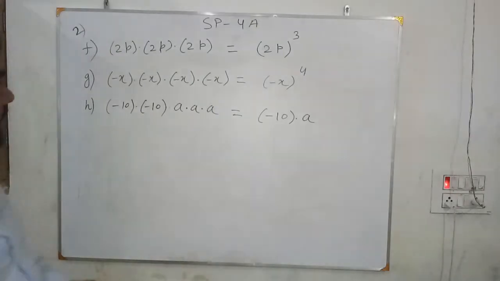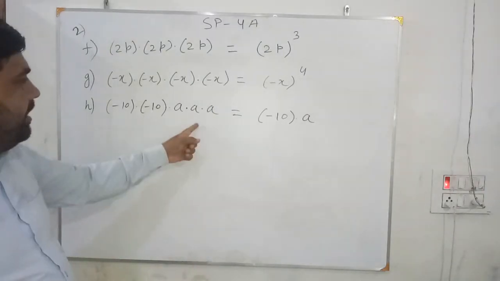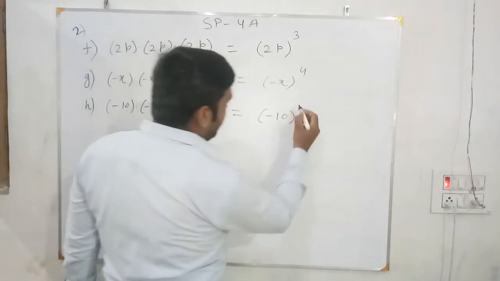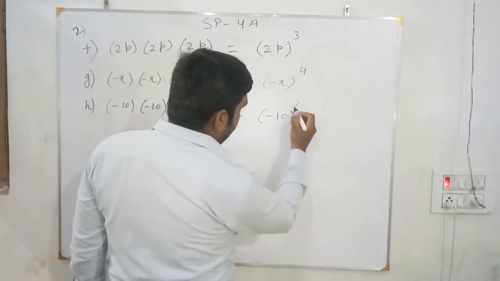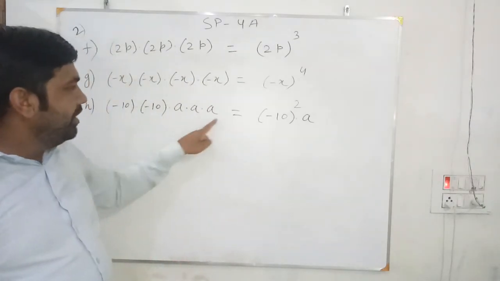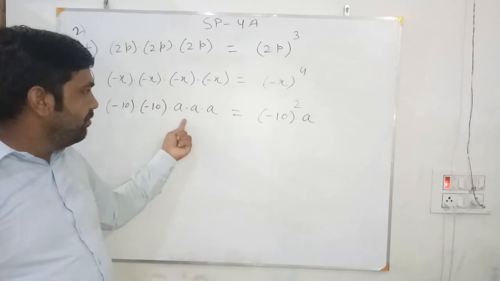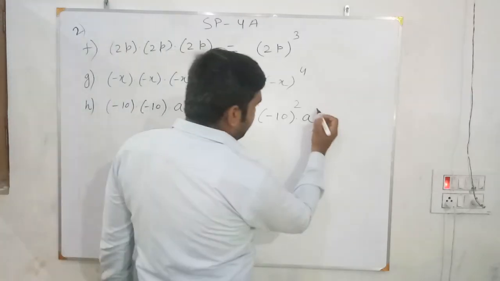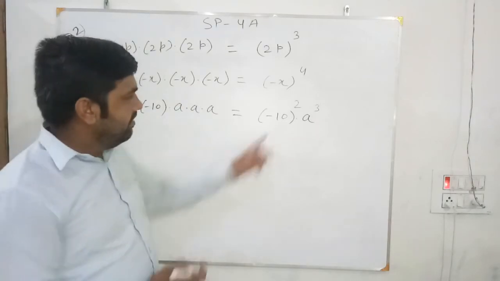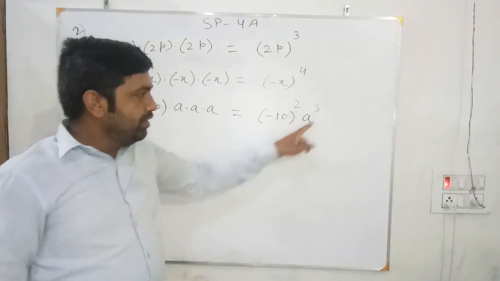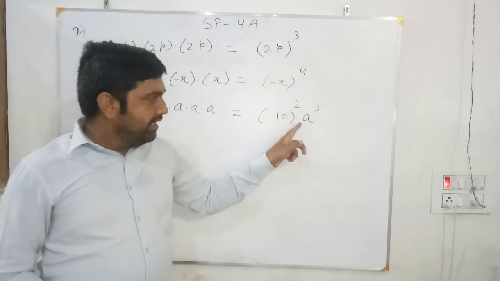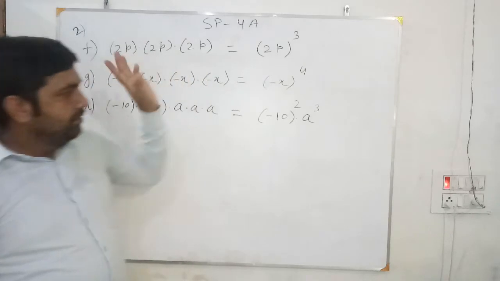In this question there are 2 different bases, minus 10 and a. Minus 10 is multiplied by itself 2 times, so the exponent on the base minus 10 is 2. A is multiplied by itself 3 times, so the exponent on the base a will be 3. So the answer is minus 10 to the power 2 multiplied by a to the power 3. Okay.